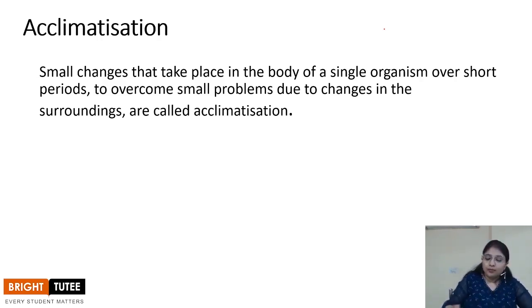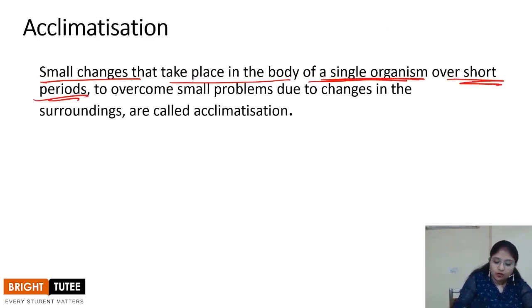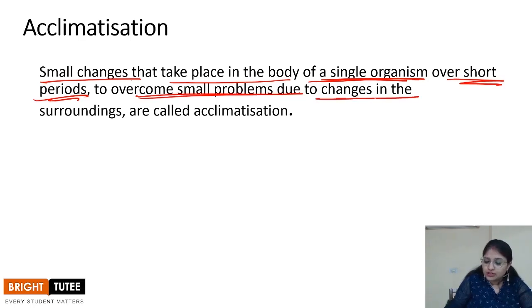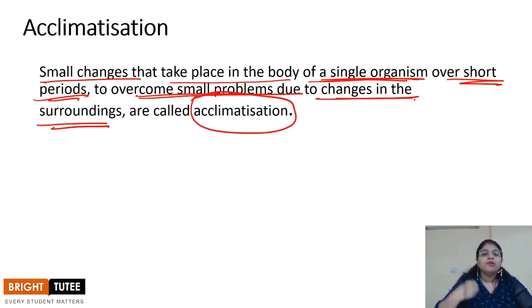So these are small changes that take place in the body of a single organism over short periods to overcome small problems due to changes in the surroundings, and these are called acclimatization. How is it different from adaptation? Adaptations occur over the generations of organisms. That means it is part of evolution, whereas acclimatization is not so. It is only for a short period of time and is concerned only with one organism.